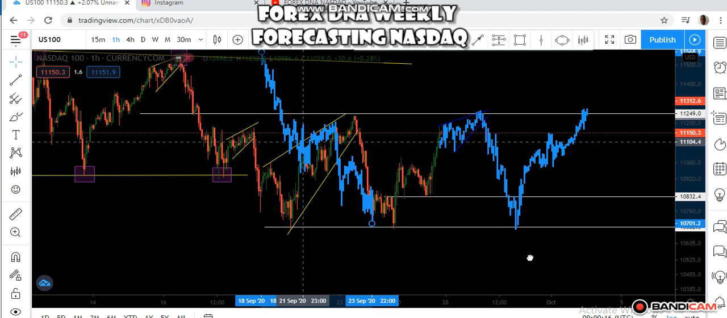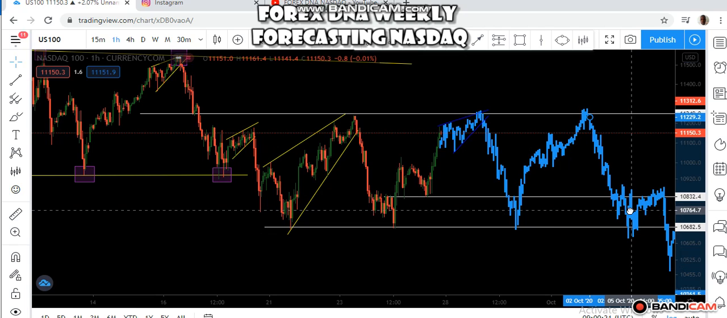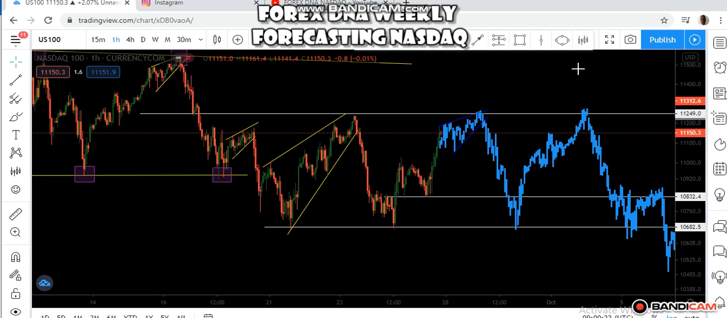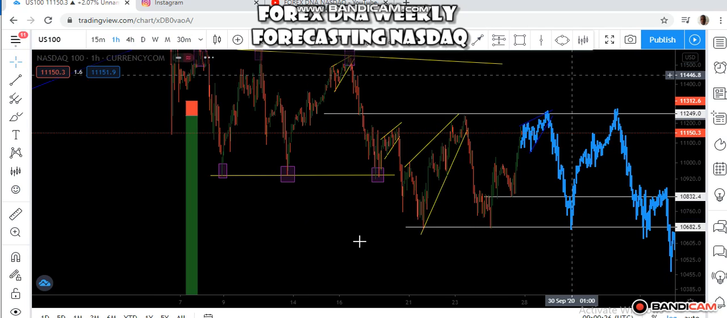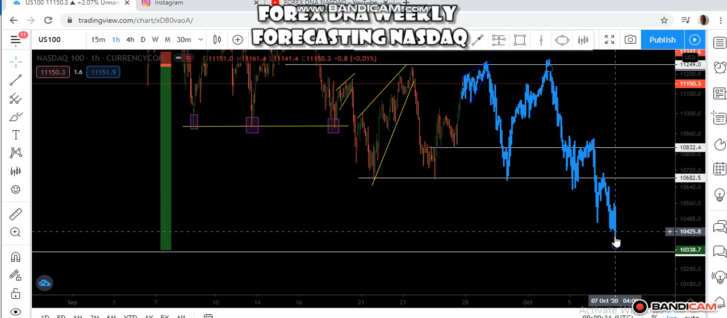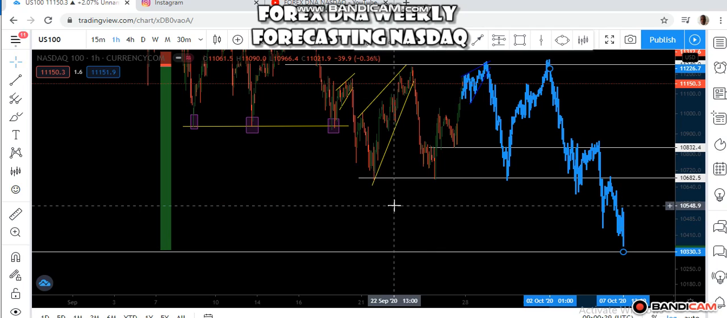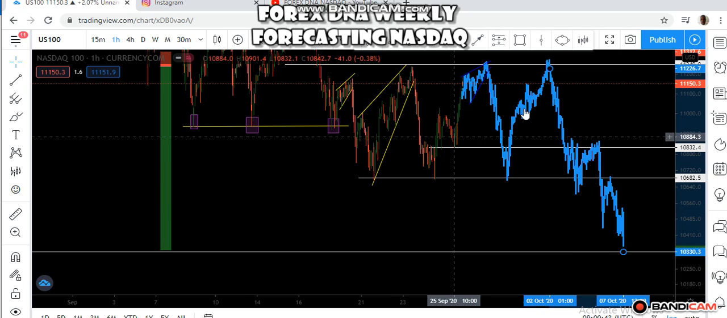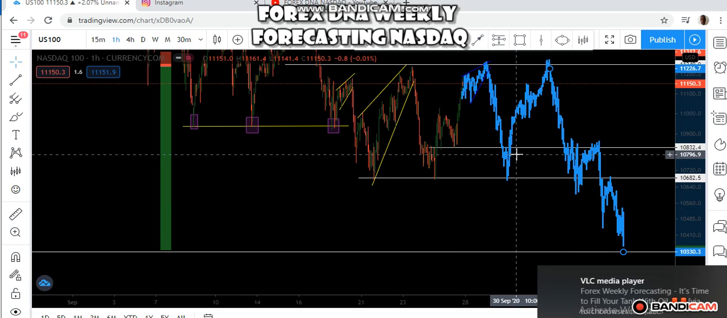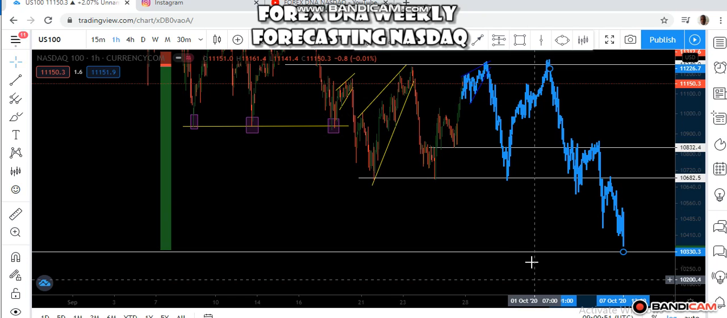After that, Nasdaq will fall like this. It will fall hard like this, guys. After that, we're expecting something like this. I hope you get my point, guys. We're expecting something like this next week. I hope you understand.